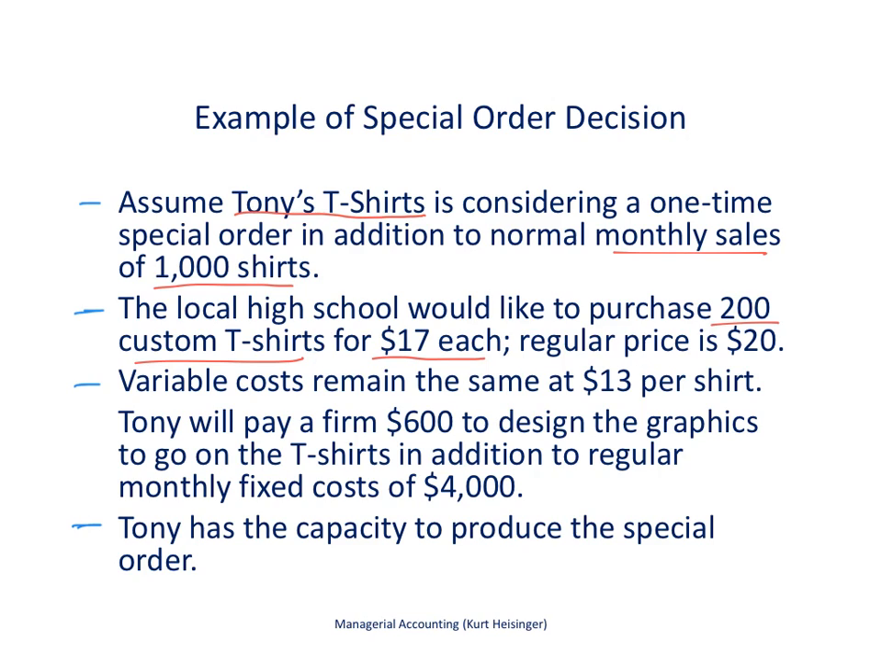And third bullet point, our variable costs will be the same. The variable costs will be $13 per shirt, so we're able to produce the shirts for $13 per shirt. The fourth bullet point, Tony, that's us, our company, will have to pay a firm if we decide to take on this special order. We're going to have to pay a firm $600 to design the graphics that are going to go on this T-shirt. And that's in addition to our typical monthly fixed costs of $4,000. We do have extra capacity. We don't have any problem being able to produce the shirts with this one special order, to be able to produce these 200 shirts. So let's take a look at the result on the next slide.